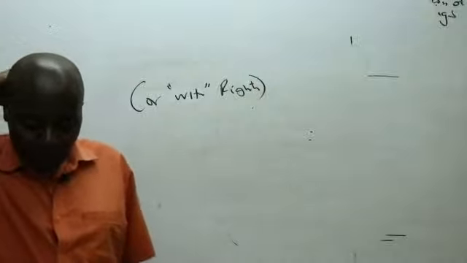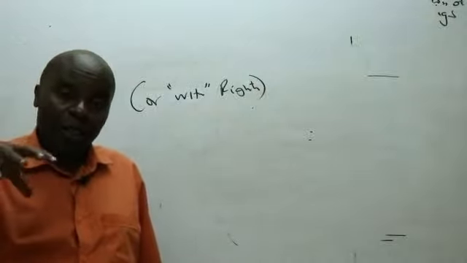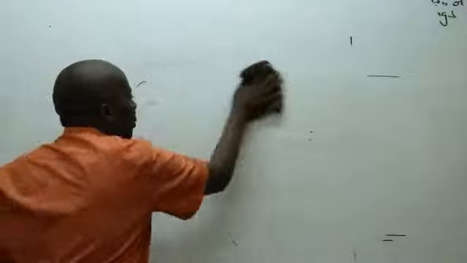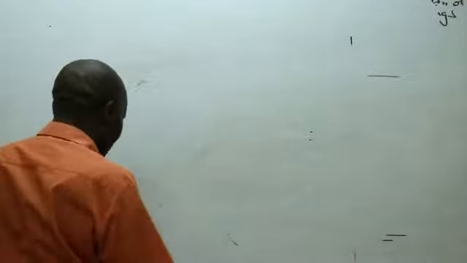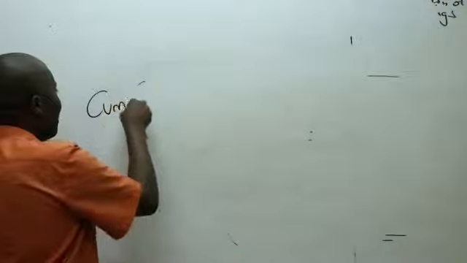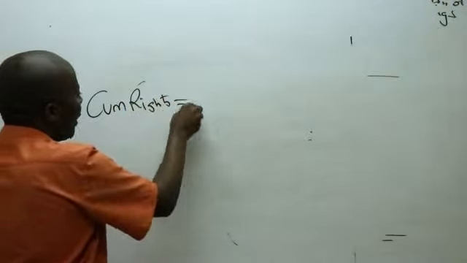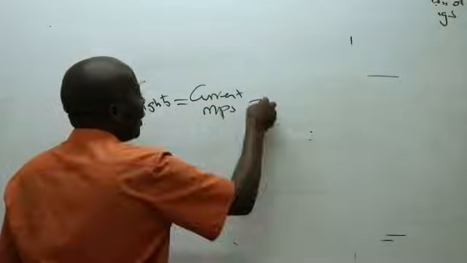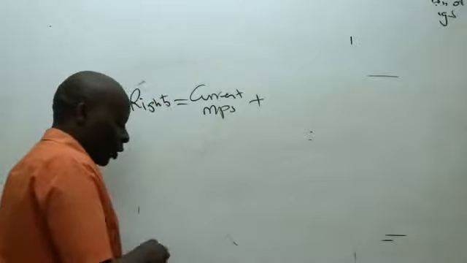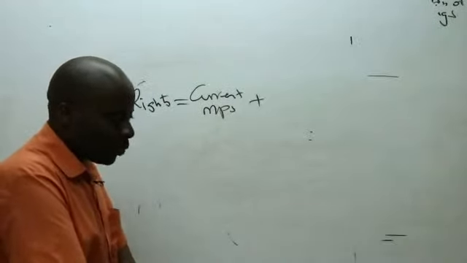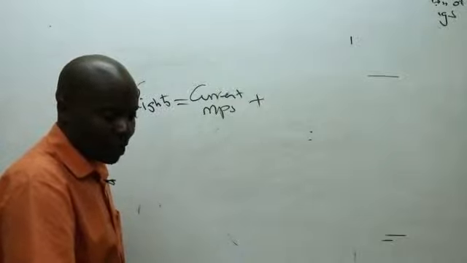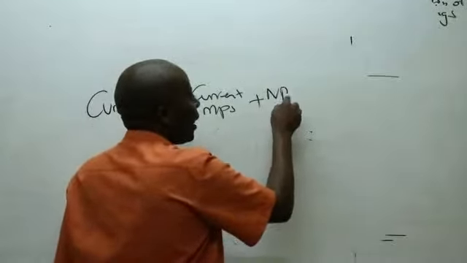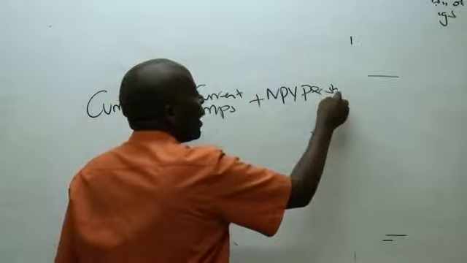So the most important thing will be, how do we calculate the CAM rights price? That is quite a simple thing. To get the CAM rights price, ladies and gentlemen, we normally take the current market price per share plus, of course, when I invest my money, this money will be taken to some projects. And we expect these projects to yield what we call NPV. So plus net present value per share.